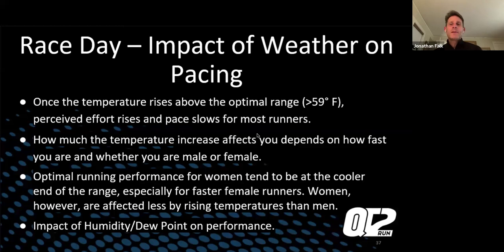For women, optimal running performances tend to come when it's a little bit cooler, at the cooler end of the range, especially for faster female runners. However, interestingly enough, women are affected by rising temperatures less than men.